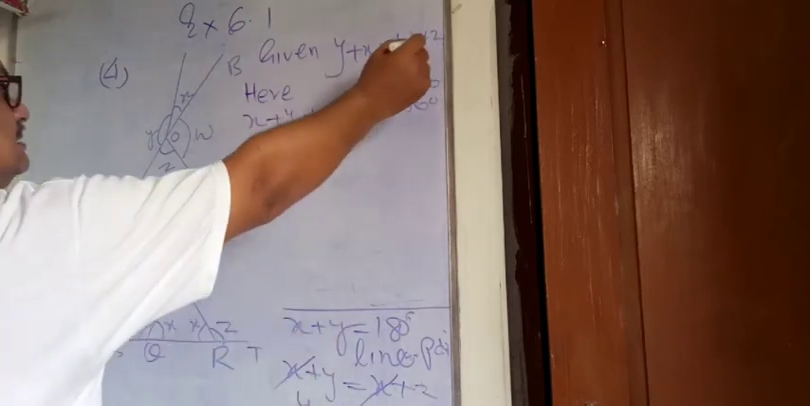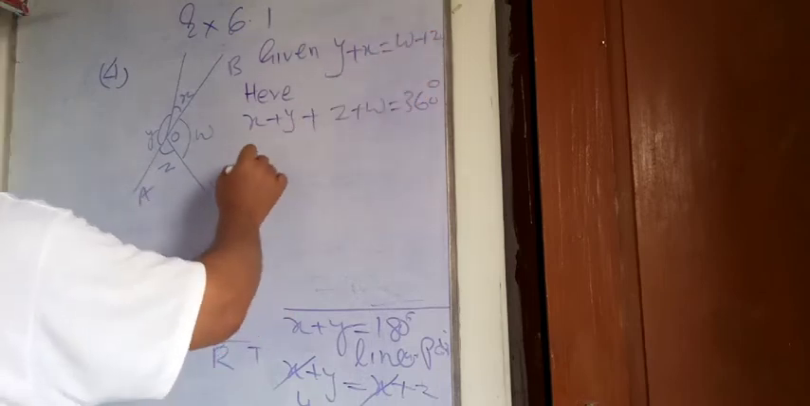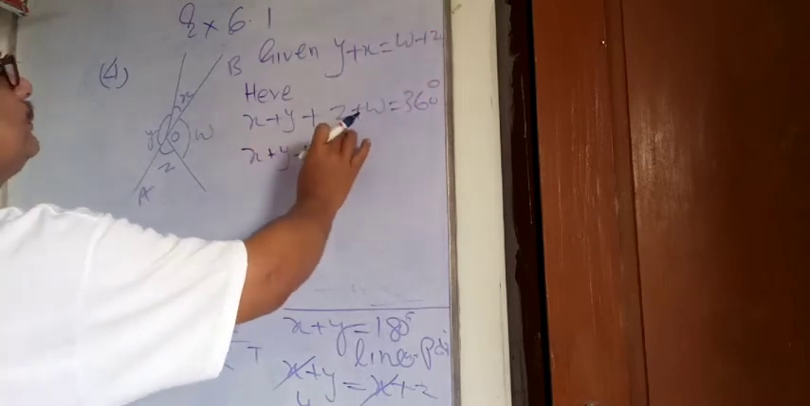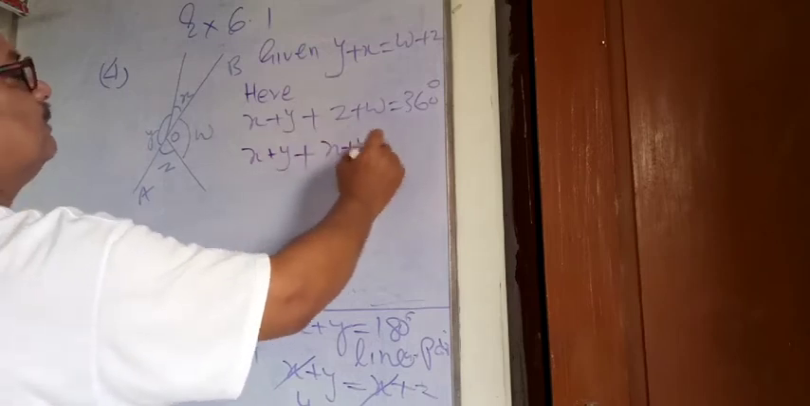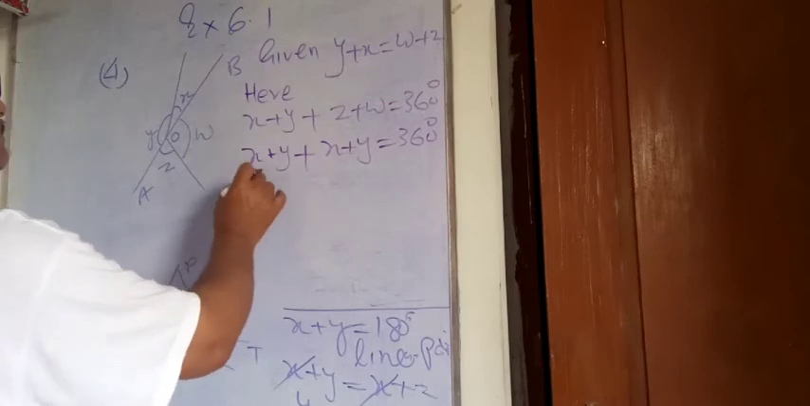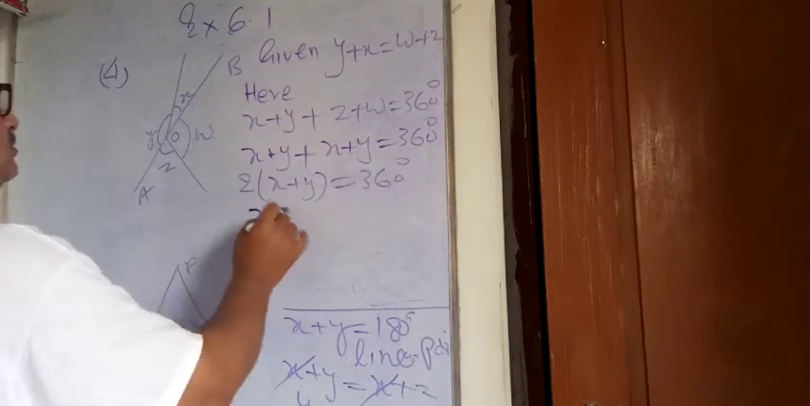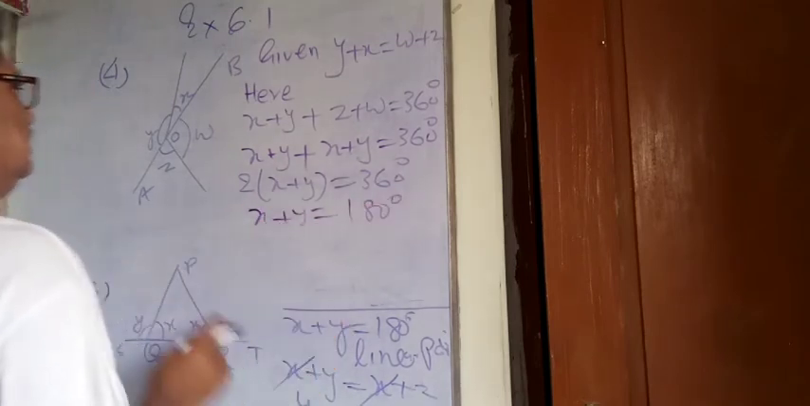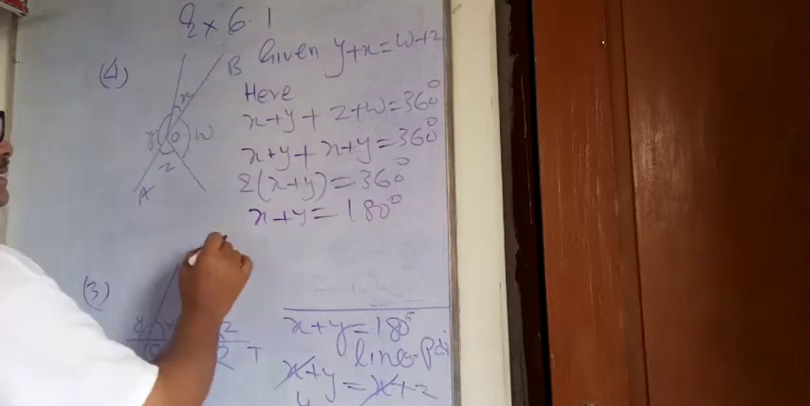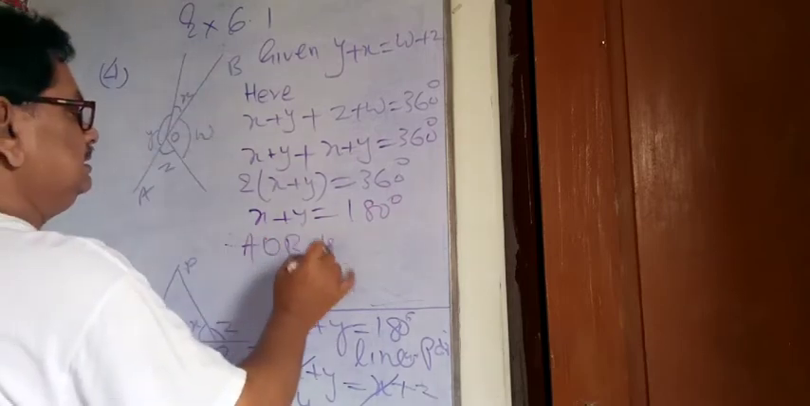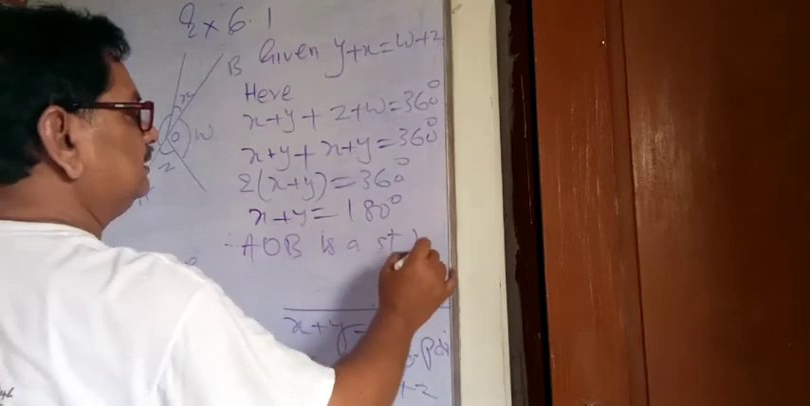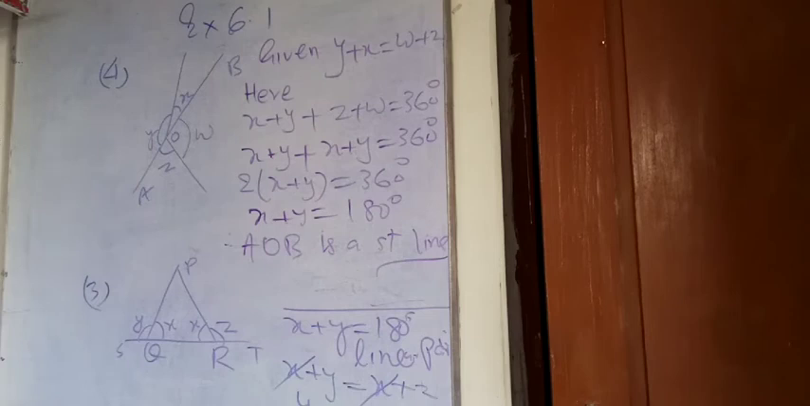But see, y plus x is equal to w plus z. So x plus y plus, instead of writing z plus w, we will write once again x plus y 360 degree. Now it becomes 2x plus y 360 degree. Hence, the value of x plus y is 180 degree. Now we have got x plus y 180 degree. Therefore, AOB is a straight line. It was to be shown here. X plus y 180 degree shows that AOB is a straight line.